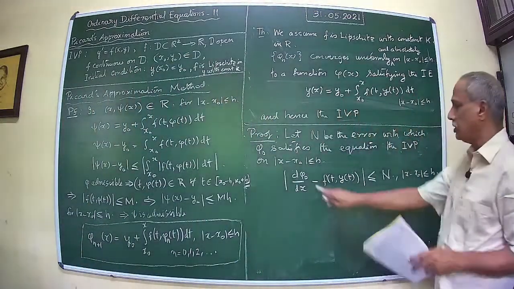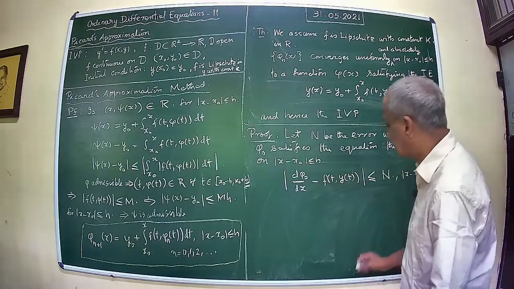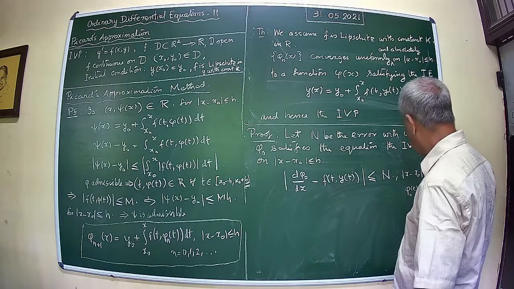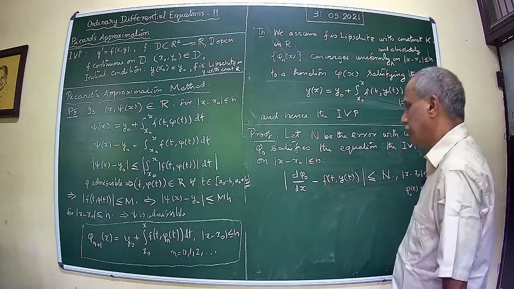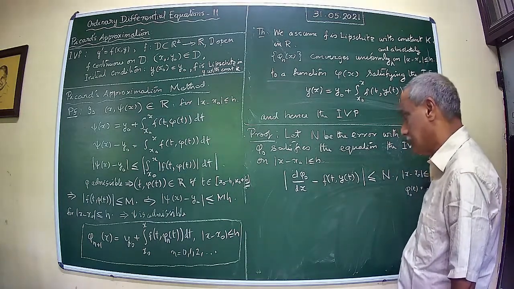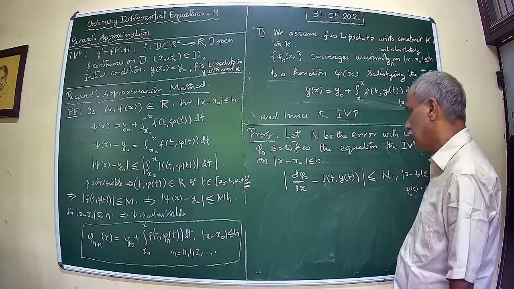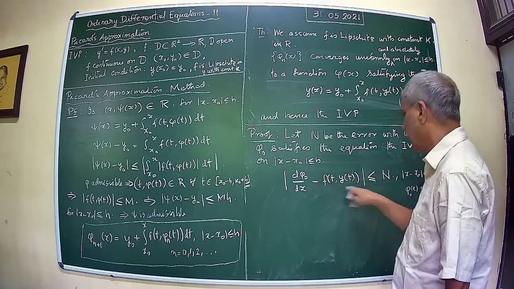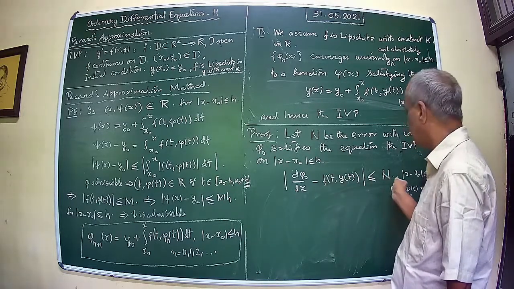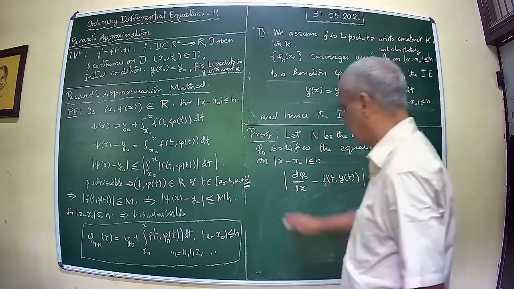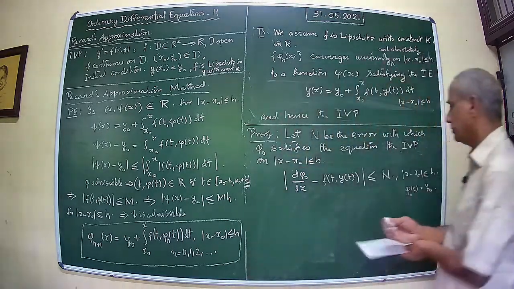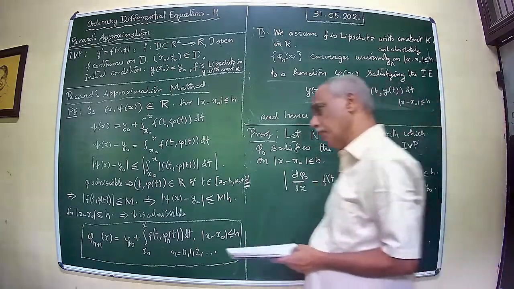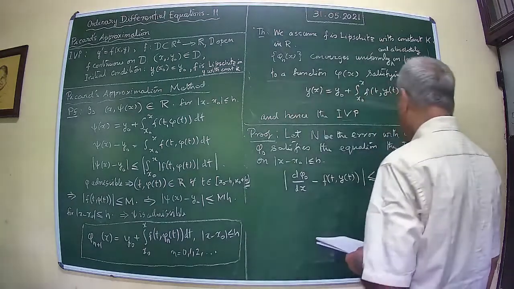For instance, suppose you were to take phi naught as y naught, then you see that it automatically satisfies the initial condition. It is also admissible. Therefore, d phi naught by dx is 0. Therefore, this is absolute value of this, and this is bounded by m. So, m becomes that particular number n in that case.